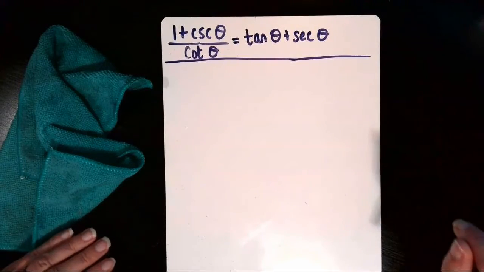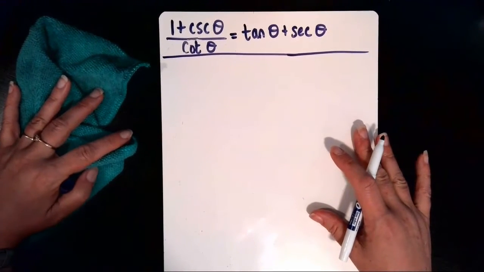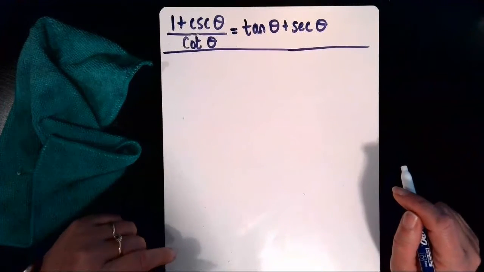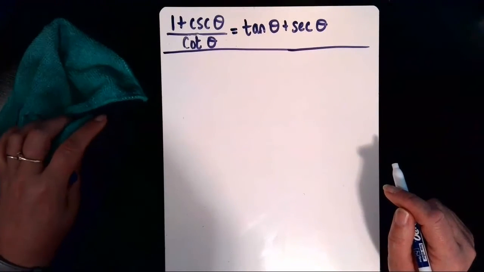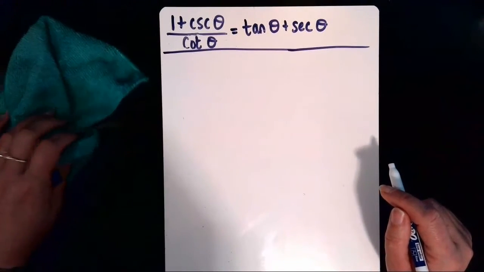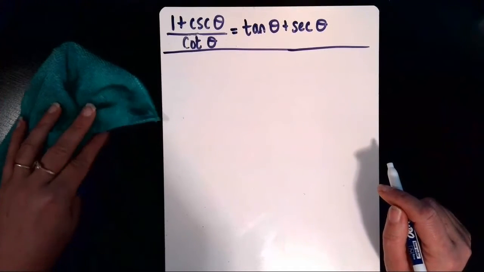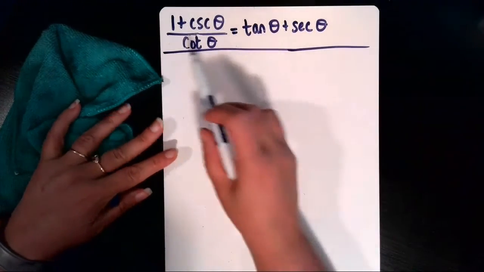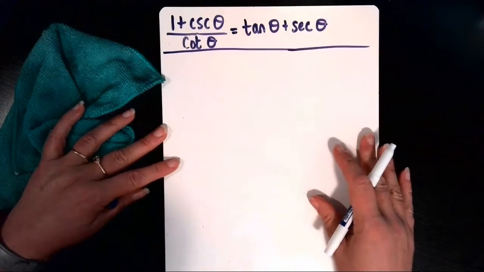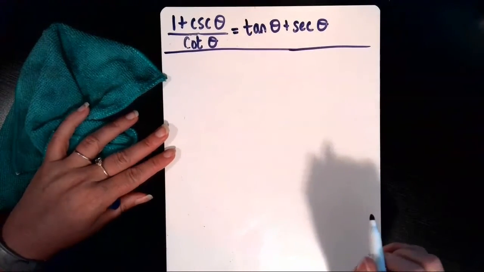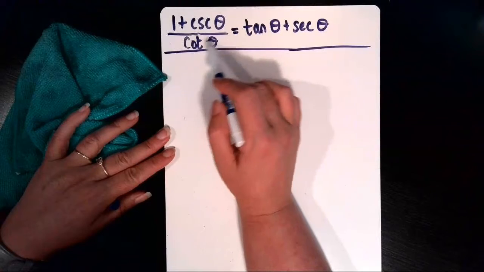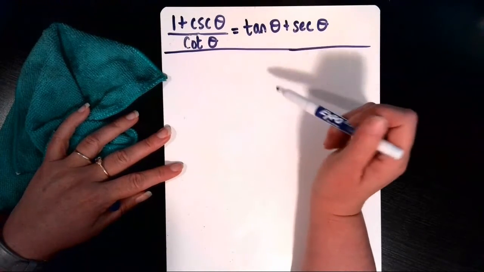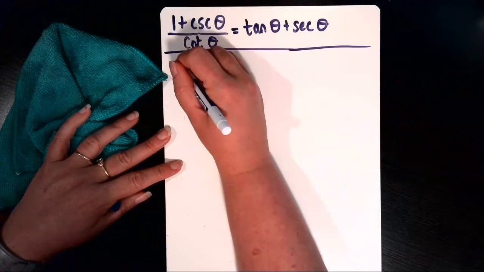Okay, so we're going to take another look at this identity that we verified in the last video and try it another way. We always start by picking the more complicated side and making it equal the less complicated side. But in this case, both of these sides are pretty equally nasty looking. So in the last video, we started with this fraction and we showed that it equaled tangent of theta plus secant of theta. This time, let's try it the other way.